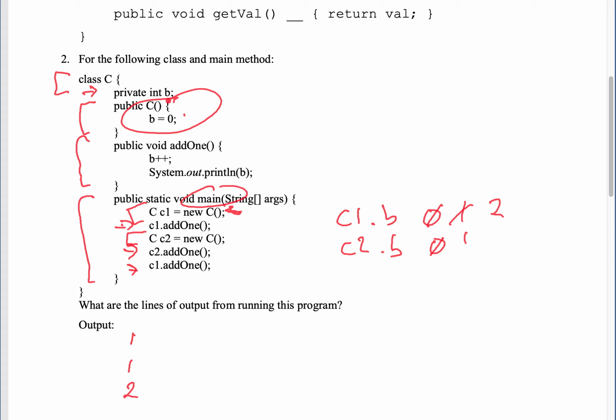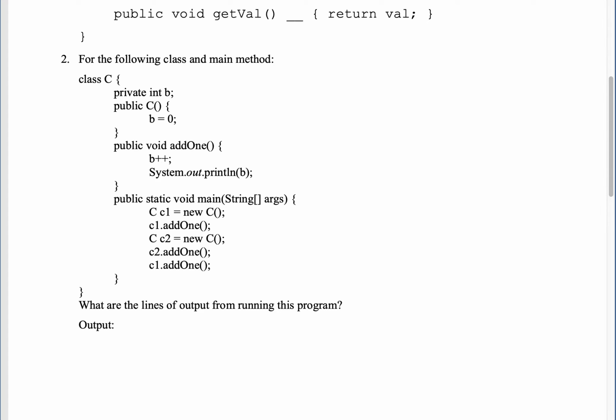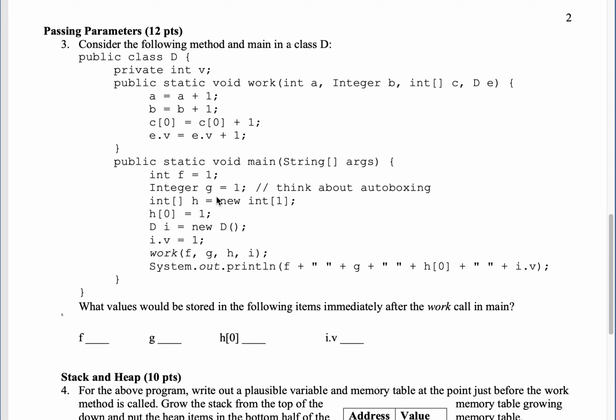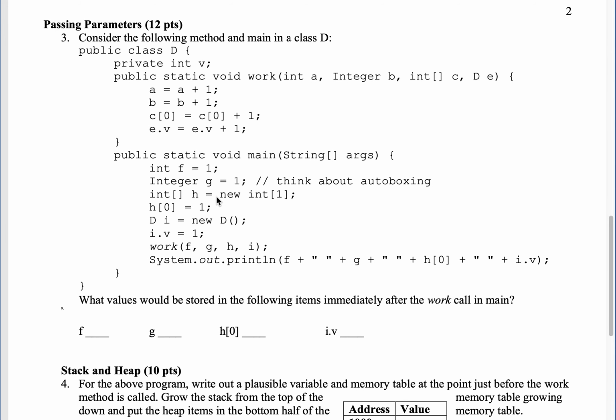Okay, let's clear that off. And now we get a little more serious here. This method has got it all. And the point of this thing is it's not about this. The point of this is to force everyone to confront what happens when you pass different types of things to a method.